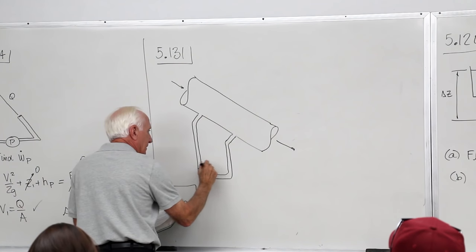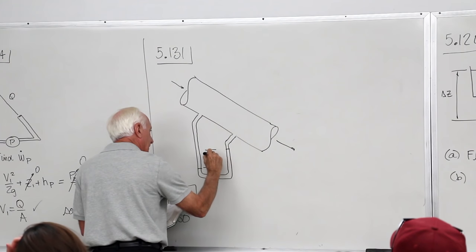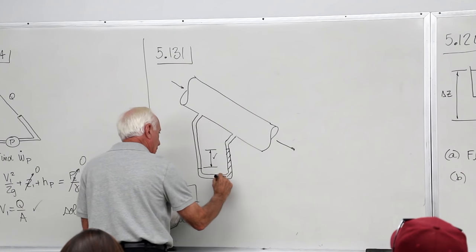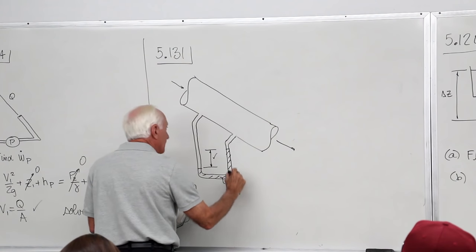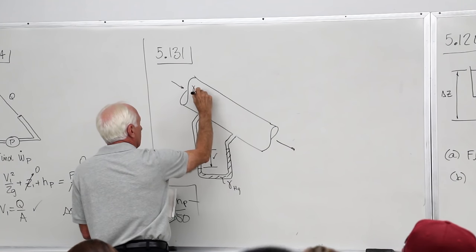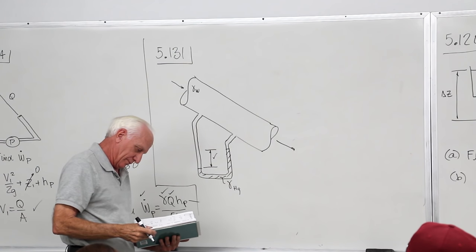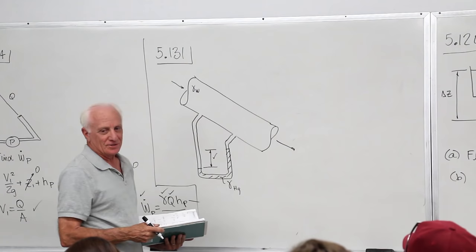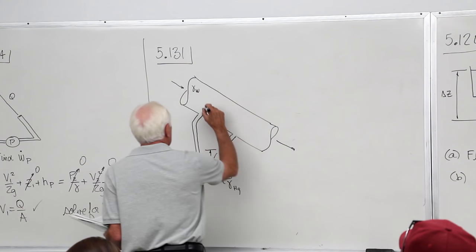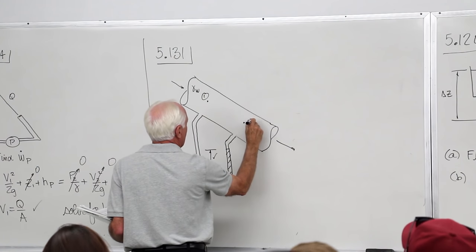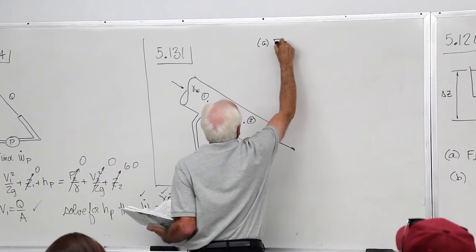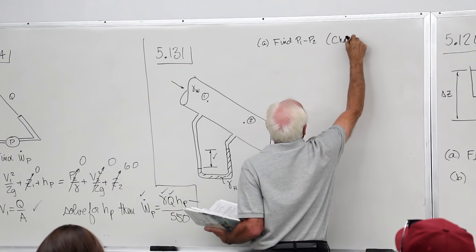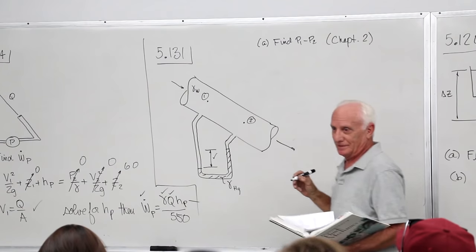And we've got the fluid level here and here, and we know this distance from here to here. Check. We know this is mercury, gamma HG. We know this is water, gamma water. The diameter is the same. The first part says go back to chapter two and find P1 minus P2. There's one, there's two. Part A, find P1 minus P2. Chapter two, I'm not going to go and do this. We've done it enough.